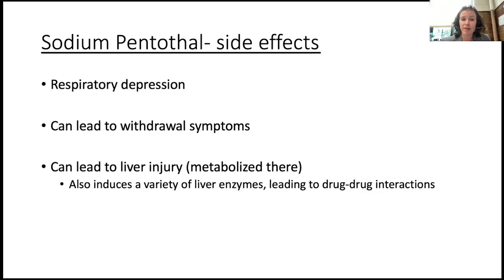Of course, there are some side effects of sodium pentothal, some of which are related to its use in lethal injection. So sodium pentothal can lead to respiratory depression. If your brain kind of slows down, it'll slow down all of its functions, and your brain is responsible for keeping you breathing. Sodium pentothal can lead to withdrawal effects, and it can also lead to liver injury. Recall to when I introduced that the liver is the primary place where drugs are metabolized. So it can kind of mess with the metabolism of stuff in the liver, potentially leading to injury.